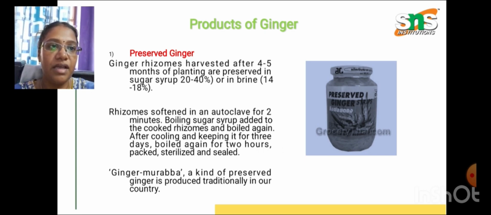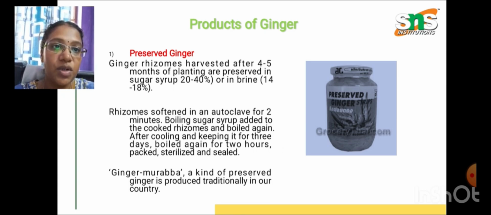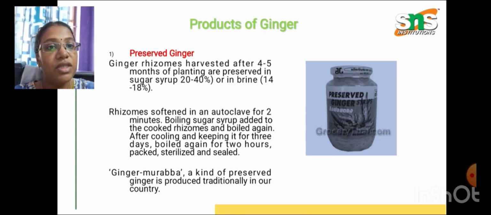We may think of it. So ginger rhizomes are harvested after 4 to 5 months of planting and are preserved in the sugar syrup for 20 to 40% or either in brine syrup for 14 to 18%. And rhizomes are softened in an autoclave for 2 minutes. Then this boiling sugar syrup is added to the cooked rhizomes and boiled again. After cooling down, they keep it for 3 days and then boil again for 2 hours, packed, sterilized and sealed.